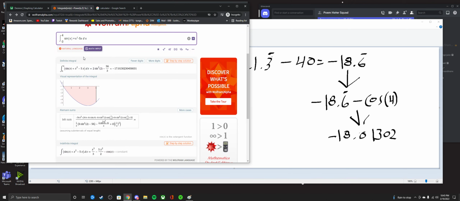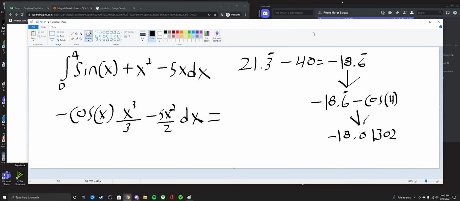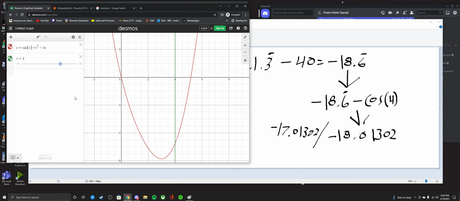And so I guess you can have two answers here depending on which one's actually right. So it's this one or negative 17.01302. Pretty unsatisfying of an answer, but if we had the integral going from 0 to 4 of sine of x plus x squared minus 5x, then the area under this portion of the graph between 0 and 4 would either be negative 17.01302 or negative 18.01302. And of course, negatives make sense.